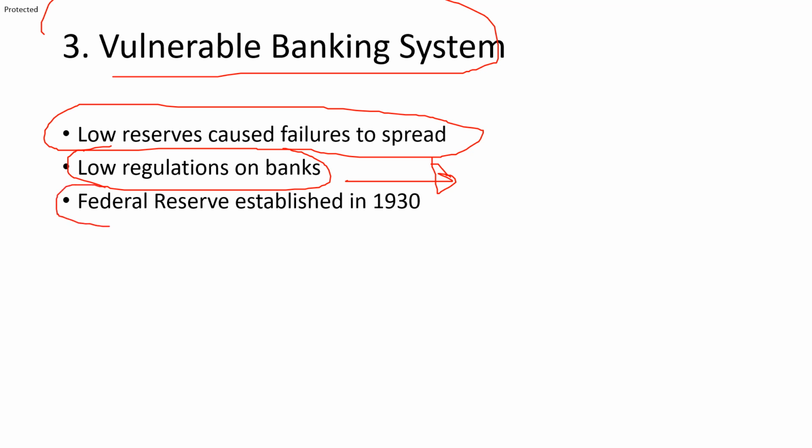So based on these lessons, the Federal Reserve was established in 1930, and then also the Federal Deposit Insurance Scheme was adopted to guarantee the depositors' money which was deposited in the banks. So the vulnerable banking system, which had low reserves and low regulations, was one of the causes of the Great Depression.